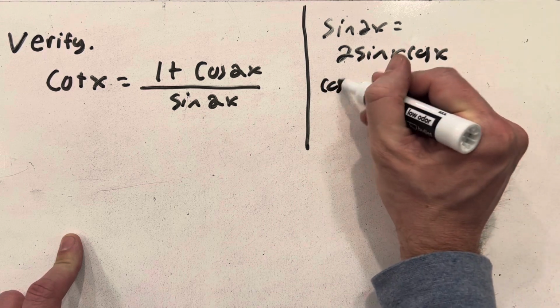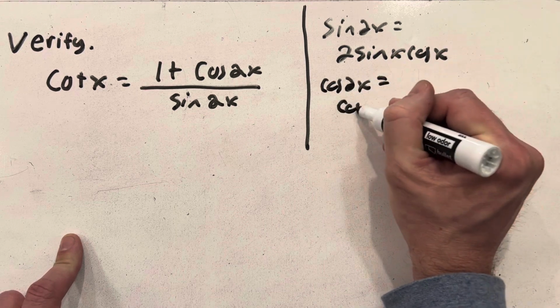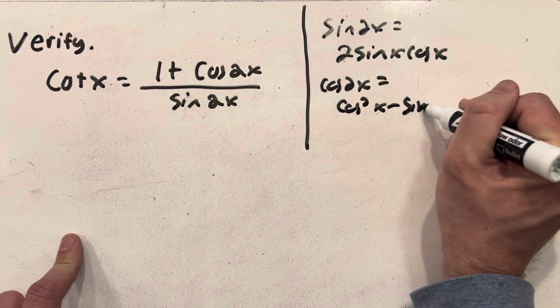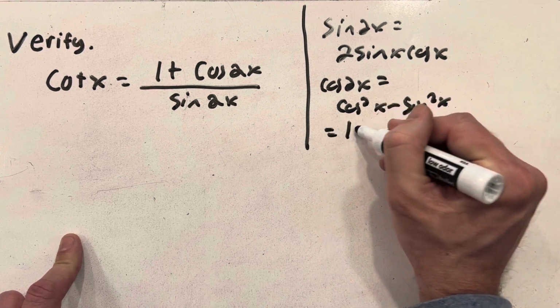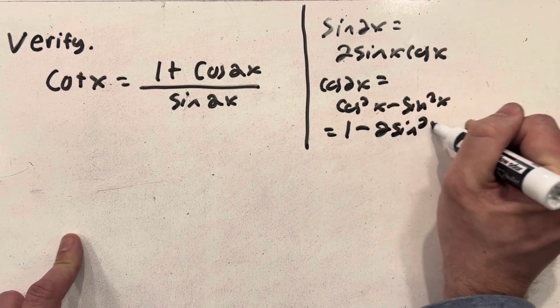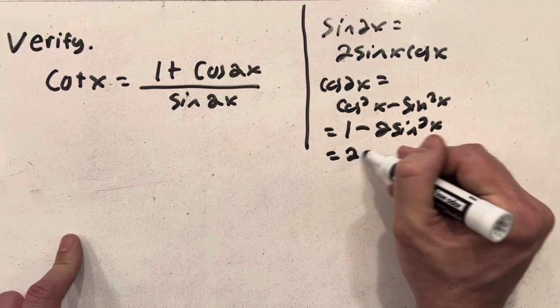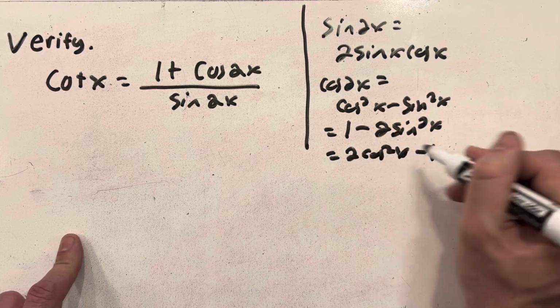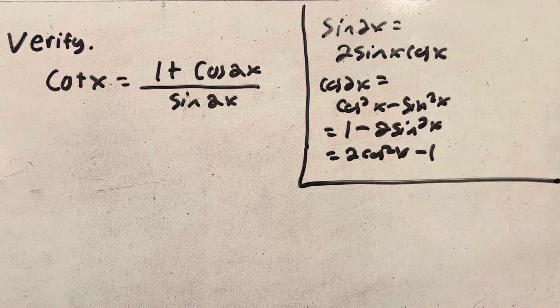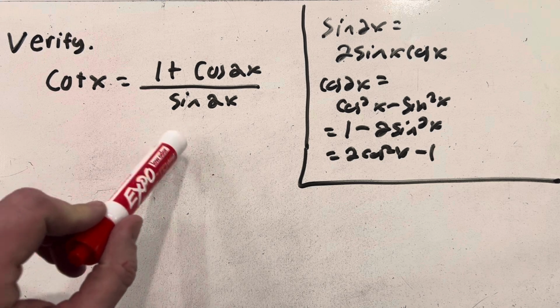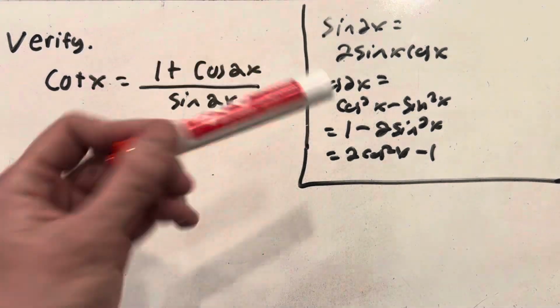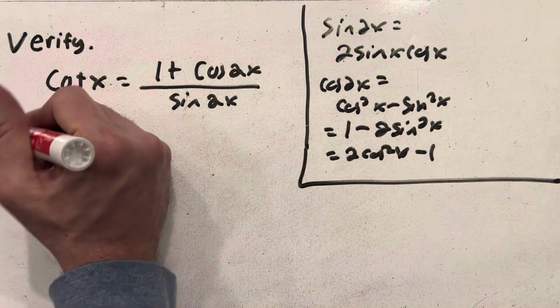And I know that cosine of 2x is equal to cosine squared x minus sine squared x, or 1 minus 2 sine squared x, or 2 cosine squared x minus 1. And I'll be using those as tools to verify this identity. Well, when looking at this identity, I think I see what to do on the right-hand side because of these identities. So let's start on that right-hand side.